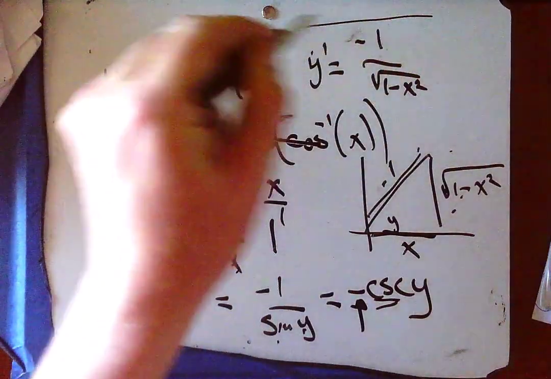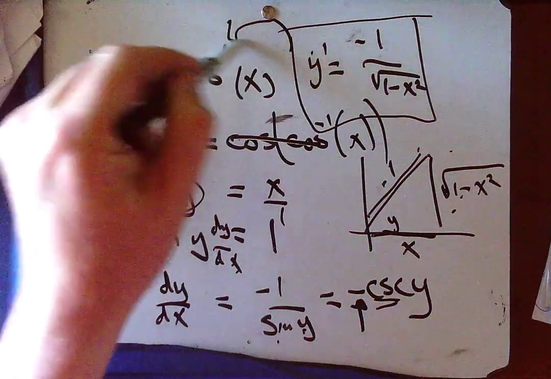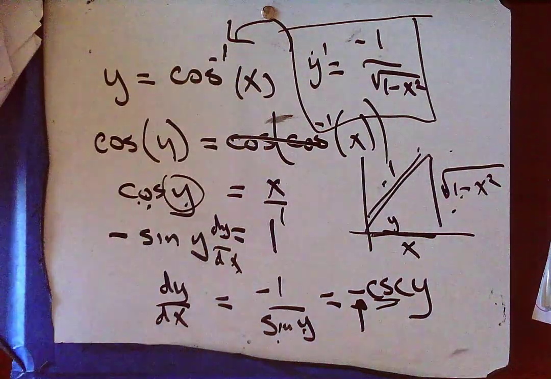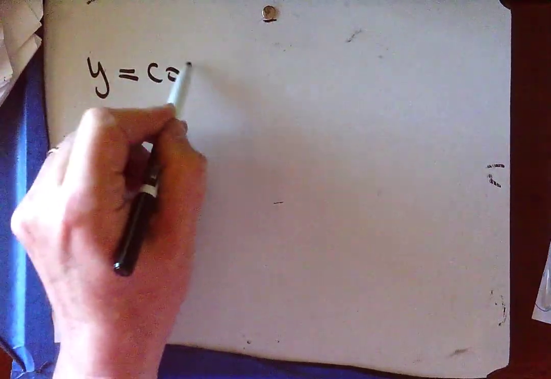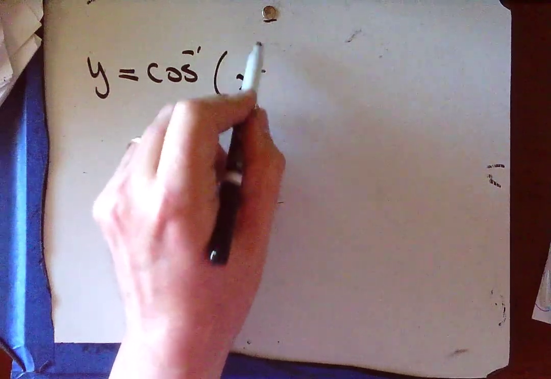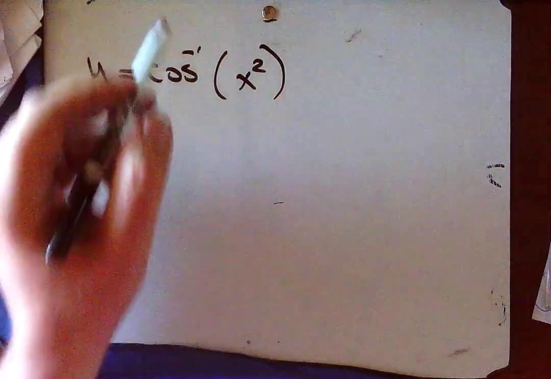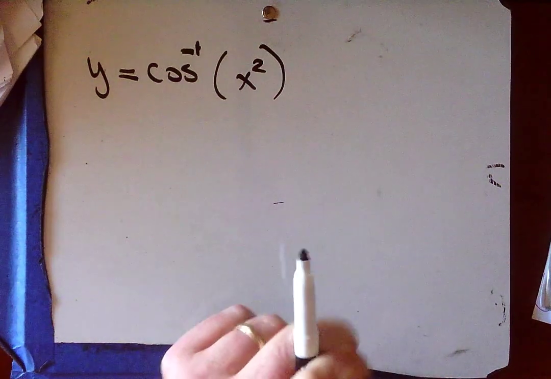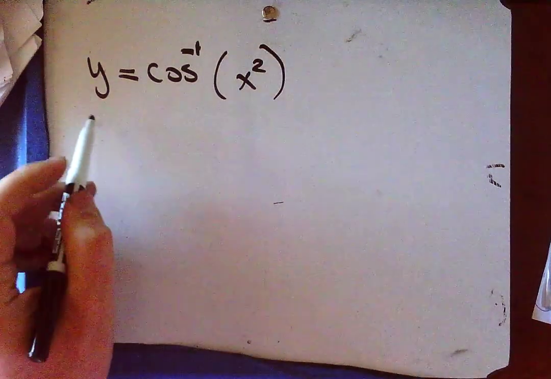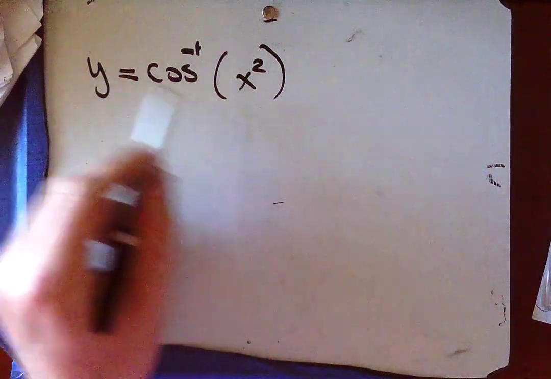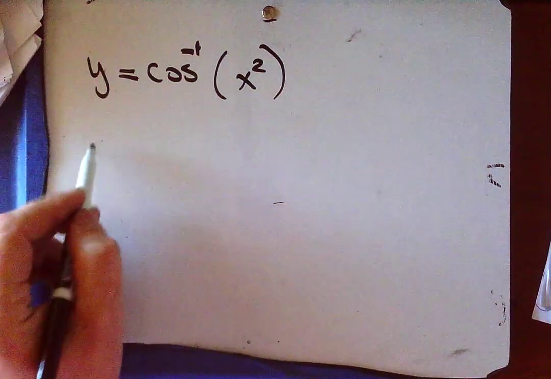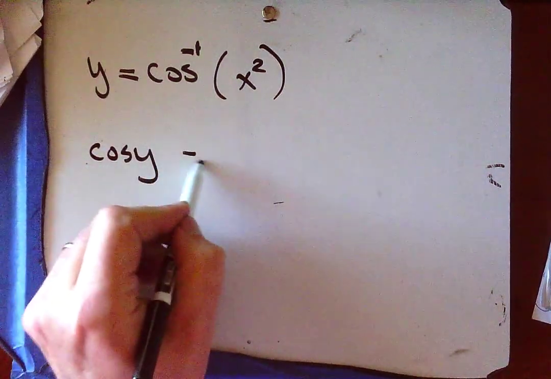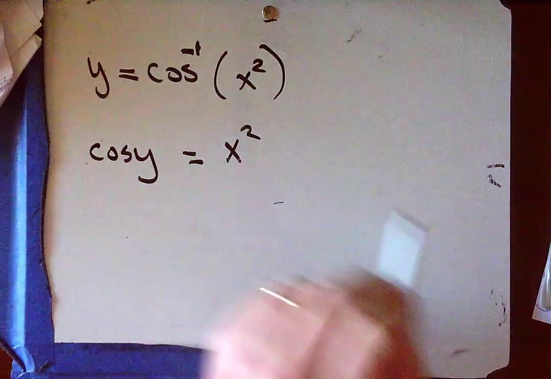And so that's the derivative of inverse cosine. And again, if we had some variation on this, like y equals inverse cosine of x squared, why don't you try that one? Hey, welcome back. So I'm going to take the cosine of both sides. Cosine y equals x squared.